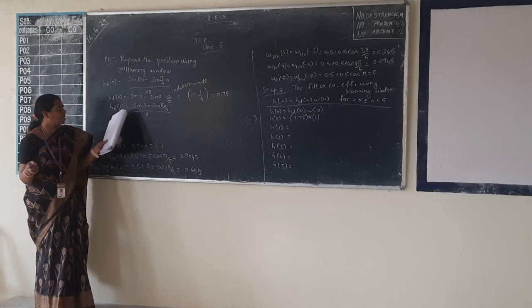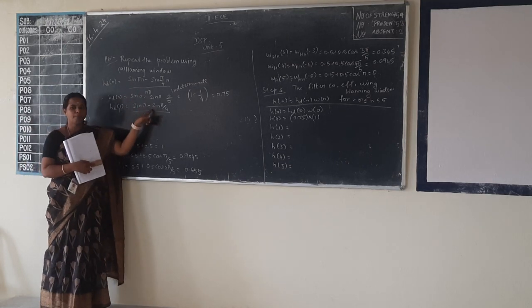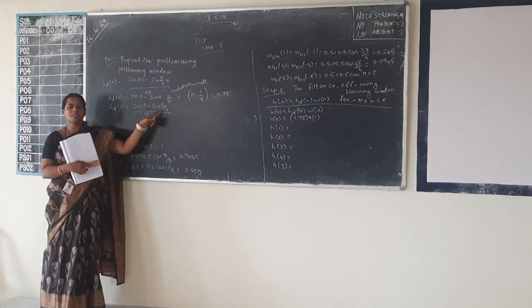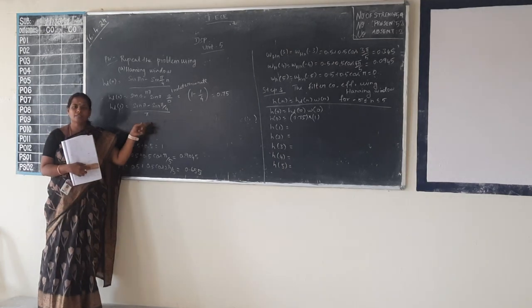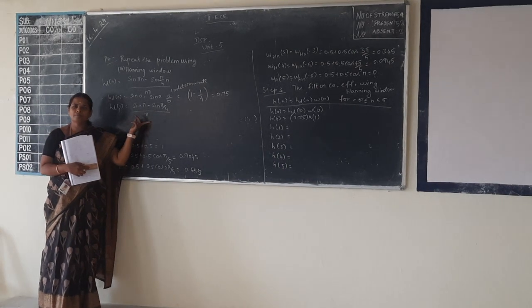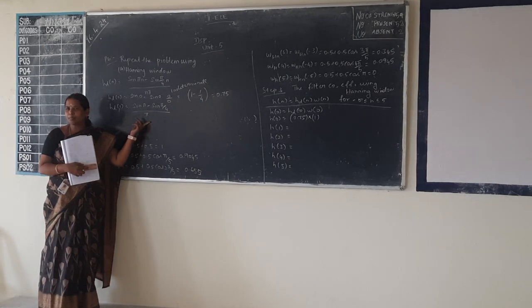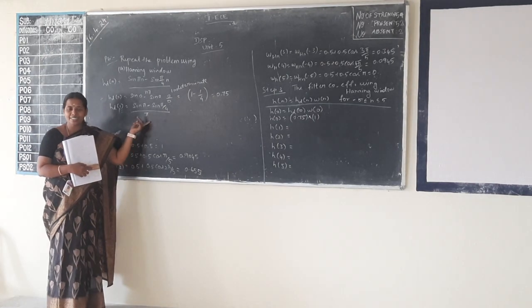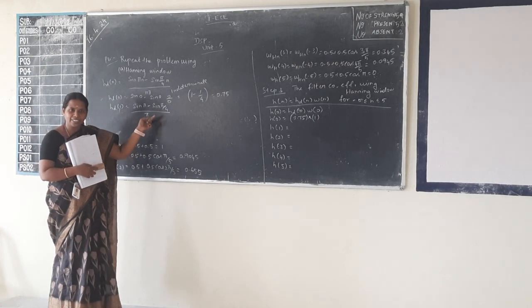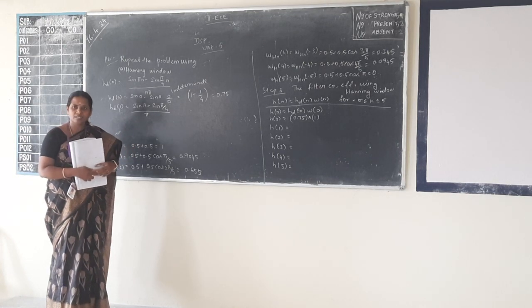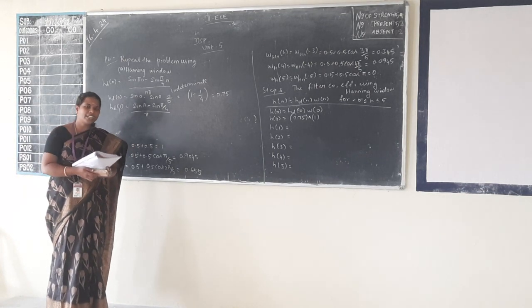Find out, n is equal to 1, substitute. Sin pi minus sin pi by 4 divided by pi. What you got? Minus 0.225. Yes or no? Use the calculator and find out the answer. Understood?